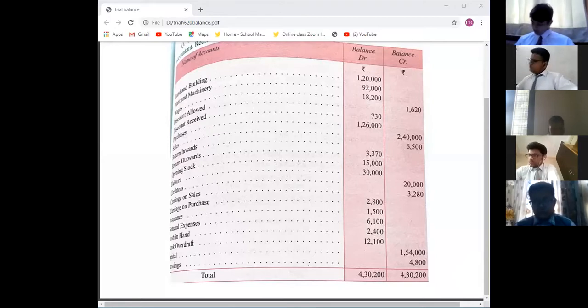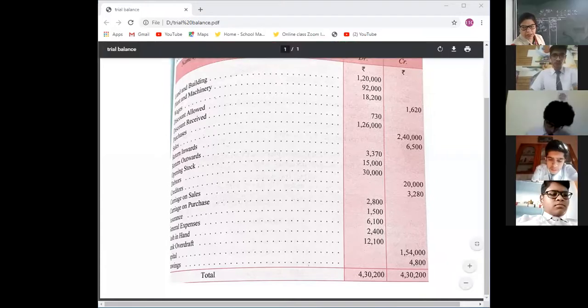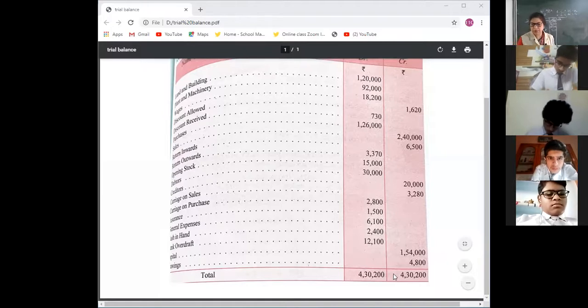Jatin Bhatia will give us the total of debit side. Tanish Malik will tell us the total of credit side. Then Noel John will give us the total of both the sides.